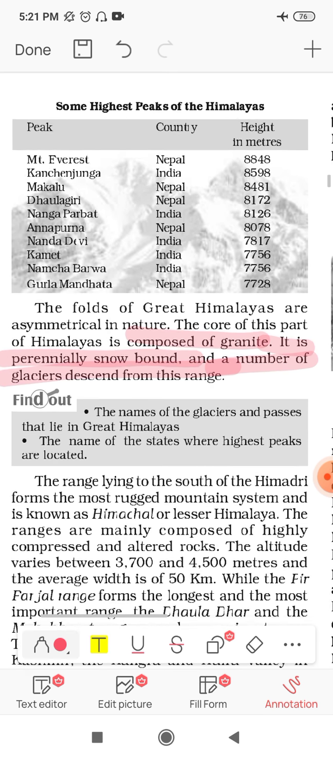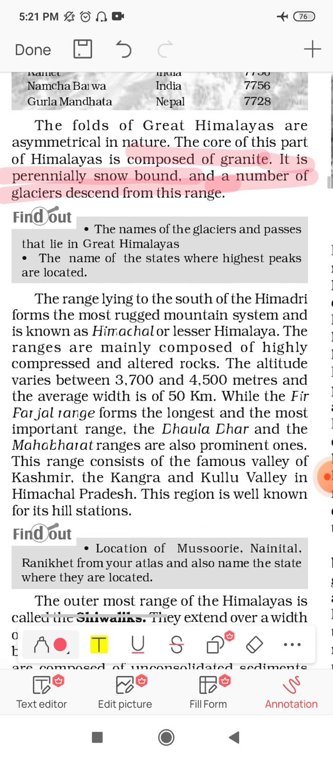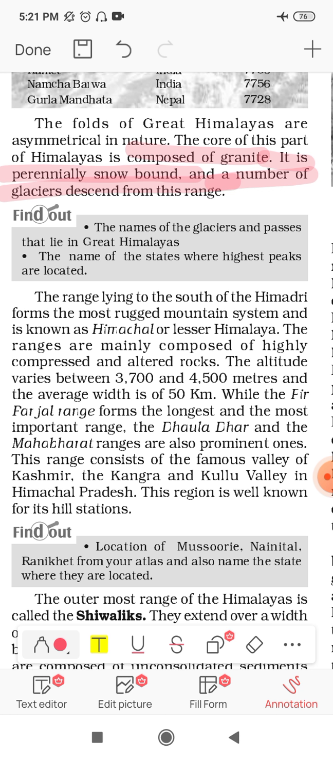Next, you can see the range lying to the south of Himadri. As I said, the northernmost part of Himalaya is Himadri Himalaya. Now the southern part of Himadri Himalaya is a most rugged mountain system known as Himachal or Lesser Himalaya. So the second range of the Himalayan mountain range is Himachal Himalaya or Lesser Himalaya. It is the southern part of Himadri Himalaya.